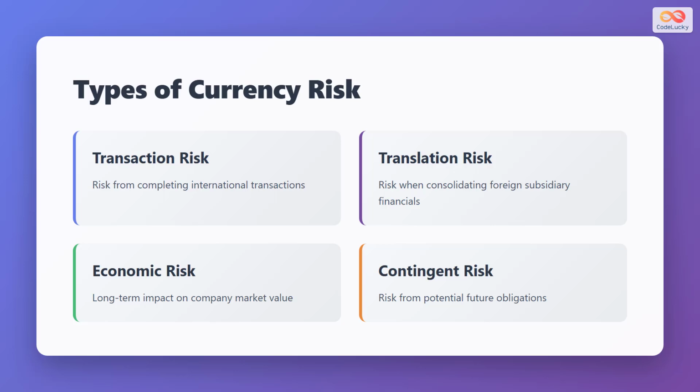Currency risk comes in four main types. Transaction risk occurs when completing international transactions, such as buying or selling goods in foreign currency. Translation risk affects companies when consolidating financial statements from foreign subsidiaries into the parent company's reporting currency. Economic risk refers to the long-term impact of exchange rate changes on a company's market value and competitive position. Finally, contingent risk involves potential future obligations, like bids on foreign contracts or pending legal settlements in foreign currency. Each type requires different management strategies.